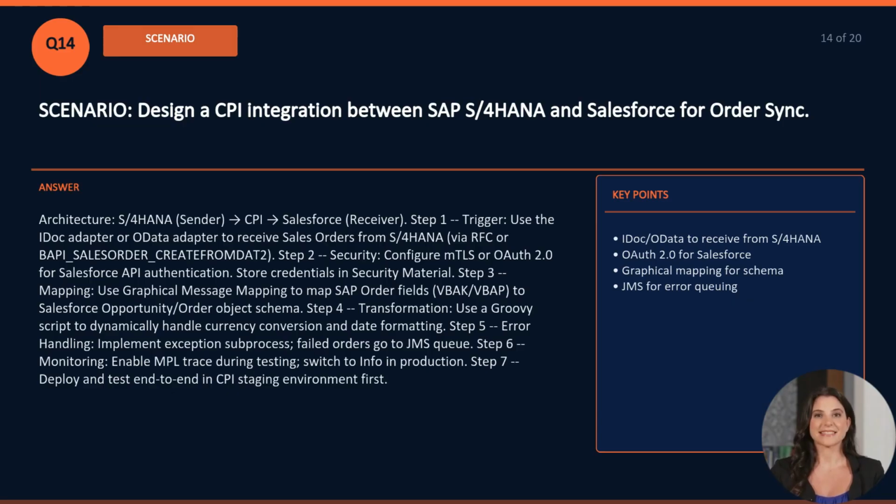Step 3. Message mapping. Use graphical message mapping to transform the SAP IDoc ORDERS05 structure, VBAK for order header, VBAP for line items, into the Salesforce order or opportunity JSON schema. Step 4. Calling Salesforce. Use the HTTP adapter with the Salesforce REST API endpoint to post or patch the order record.